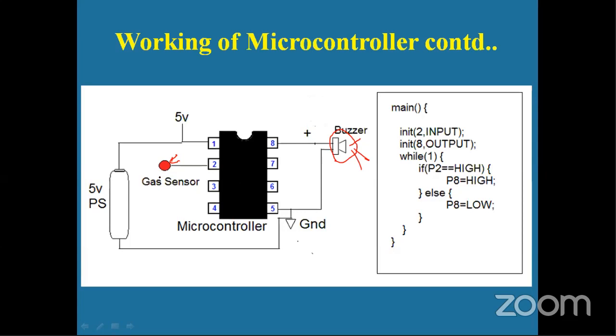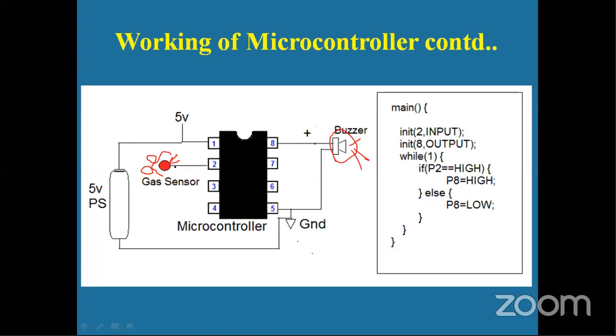I will tell you how a gas sensor works. A gas sensor works in a very simple fashion. There is an output pin of the gas sensor. That output pin of the gas sensor, I will connect it to pin number 2. If there is presence of gas around the gas sensor, the output pin will be high. Okay, there will be plus 5 volt in the output pin of the sensor.